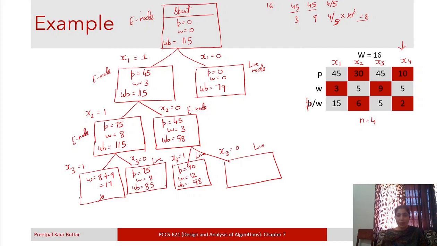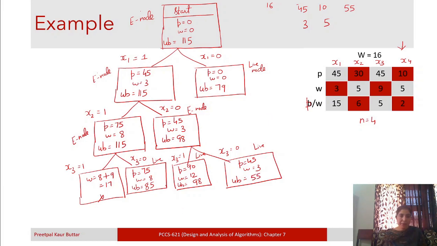Now let us move to this node. Here we are not picking x3, so the profit will remain the same as the parent, and the weight will also remain the same as the parent. The previous upper bound is 98. The profit was 45 and the weight was 3. And x3 we are not picking, so we can pick x4. x4's weight is 5 and x4's profit is 10, right? So in total it is 55. So 55 is the upper bound.